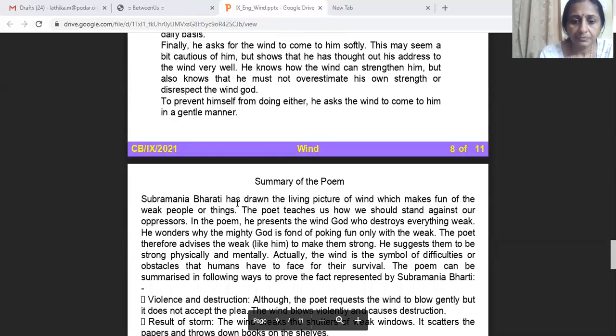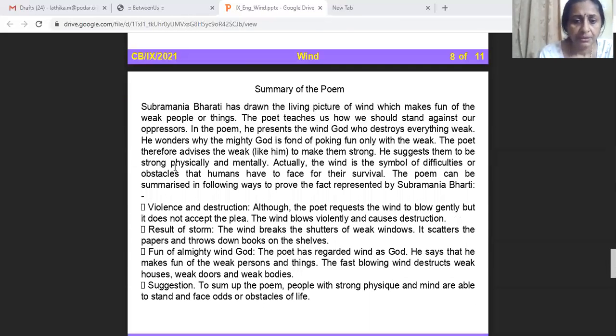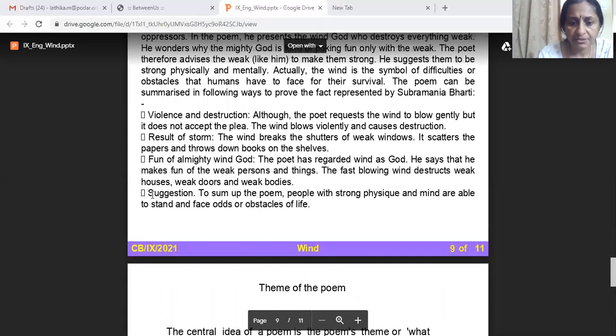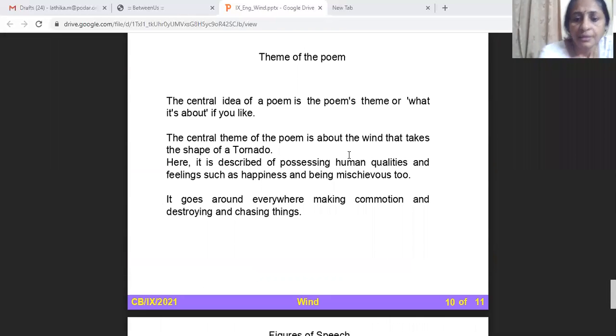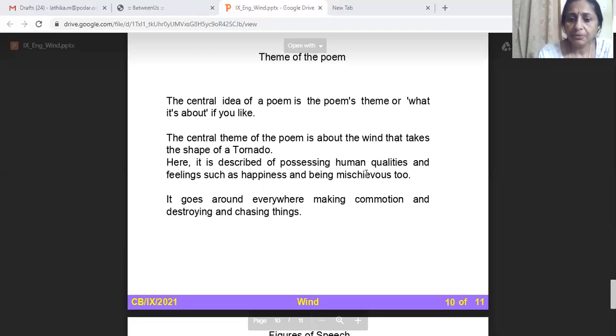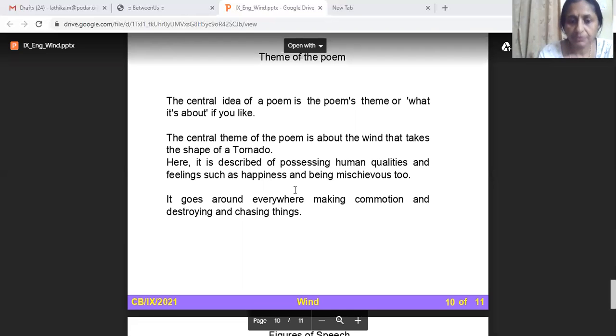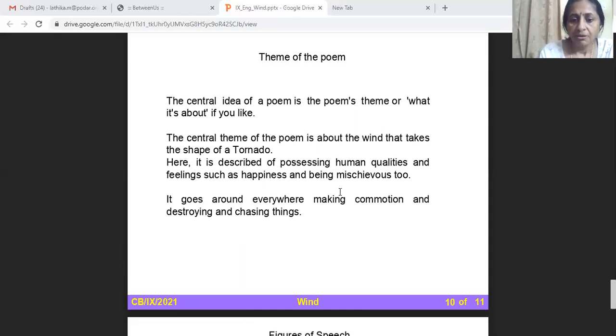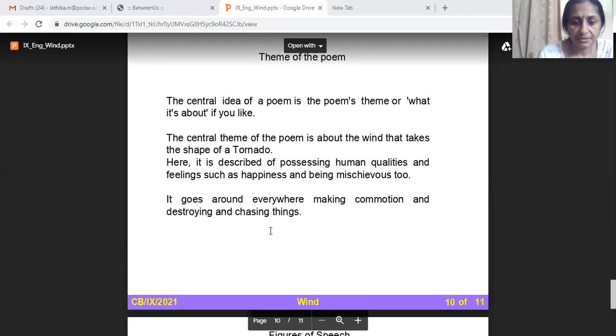Okay. So this is the summary of the poem, and the theme, the central idea of the poem, is what the poem is about. That is the meaning of theme. So the central theme of the poem is about the wind that takes the shape of a tornado. Here it is described as possessing human qualities and feelings such as happiness and being mischievous too. So it is as if it's a person who's coming and destroying everything. It goes around everywhere, making commotion and destroying and chasing things.